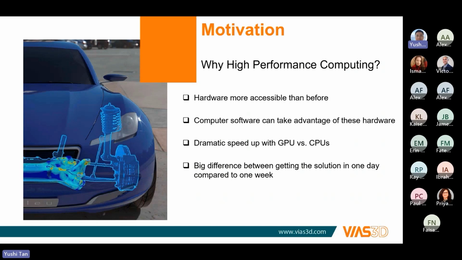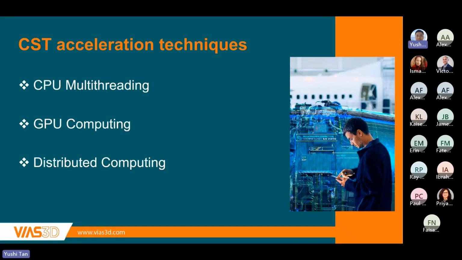So what is the end result that we would be expecting? We expect some kind of dramatic speed up, right? Who doesn't like to see a simulation running a lot quicker? Some of you might have heard of GPUs, or graphics processing units. They offer much better performance compared to using CPUs with certain methods because of the higher bandwidth. It makes a huge difference between getting a solution in a day compared to 1 week, right? So that's the motivation why we want to use HPC.